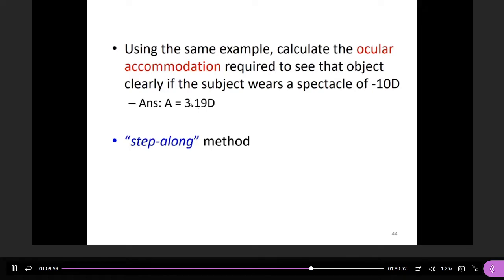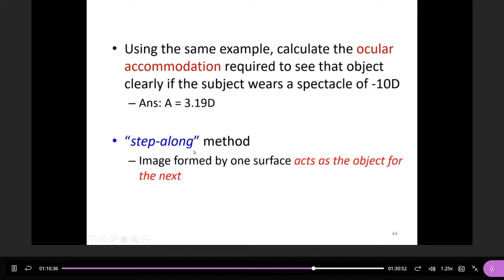So far, you use the formula to do the calculation, and sometimes you may find it difficult to memorize it. There's another method that you can use, which is called the step-along method. I'm not too sure if you have learned this in optics lectures. If not, you're going to learn this one in ophthalmic dispensing later on. The method is very useful, particularly if you are dealing with a very complex optical system in which you may have multiple optical surfaces.